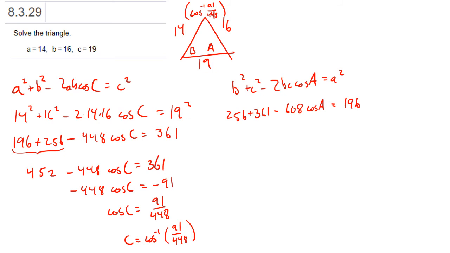Okay, so I start subtracting stuff. So if I do 196 minus 256 and minus 361, we get a minus 421 on that side. So negative 608 cosine A is negative 421.